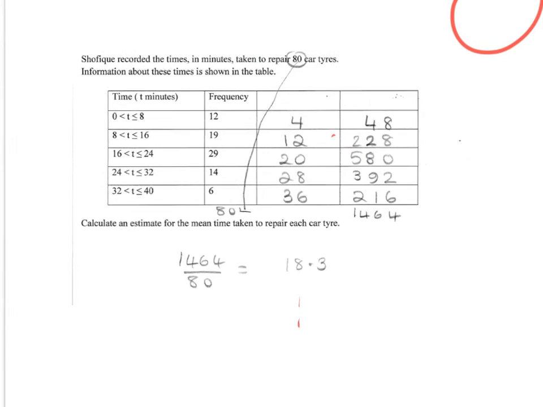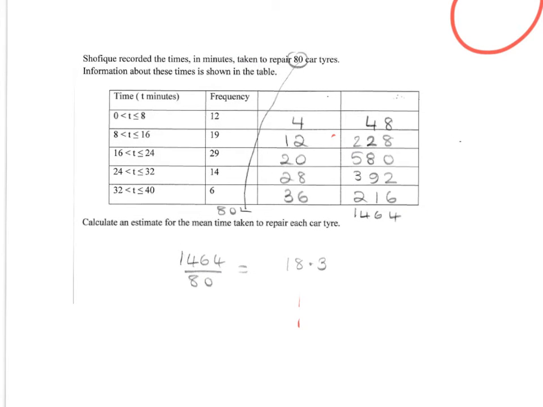Estimate for the mean. Find the midpoint of the first two numbers. You can add first and second number. 0 add 8 is 8. Divided by 2, get the midpoint of 4. 8 add 16, 24 divided by 2 is 12. Find the midpoints. Then times m times f.